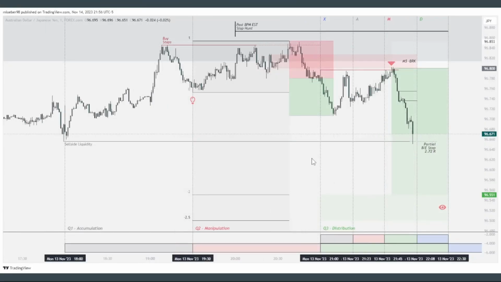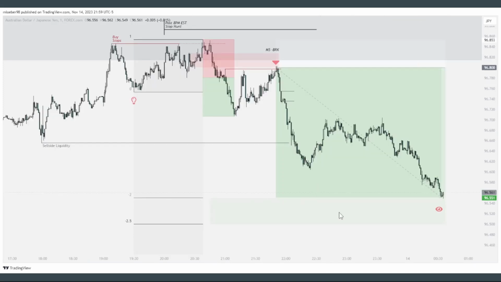And as you can see, we took out the sell side liquidity pool resting at the lows from Q1's accumulation of the 90-minute cycle. If you did enter here and took out the full position, you would have had a 2.72 R, if your stop loss was resting above the stop hunt and you took full profit here. Or if you wanted to take partial, like 80% of the position off, put stop loss at break even and then let the remainder run to 2 or 2.5 standard deviations, that would have been completely fine too.